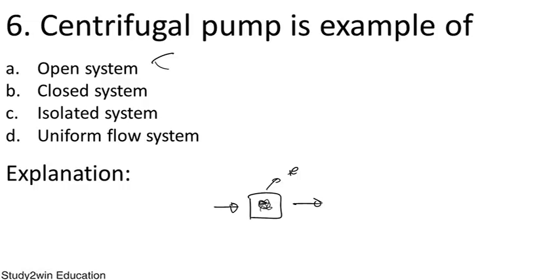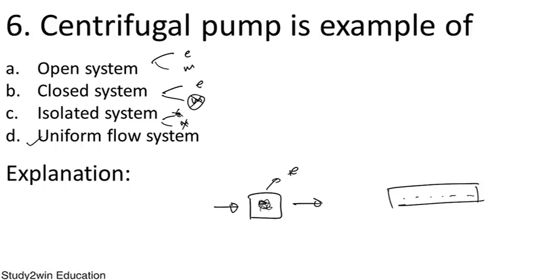In an open system, there is a transfer of energy as well as mass through the system boundaries. In a closed system, only energy moves out of the system but mass does not, then it is a closed system. In an isolated system, neither energy nor mass crosses the boundary of the system. A uniform flow system is one in which, at each and every point, the parameters of the system like velocity and pressure are the same, constant. Then it is called a uniform system.